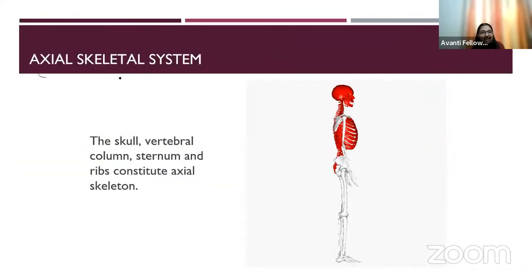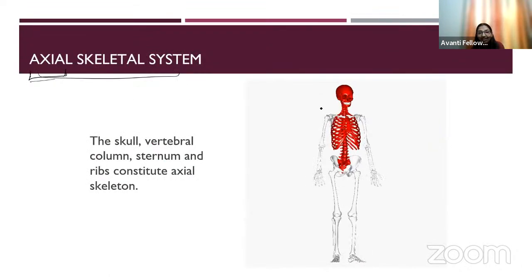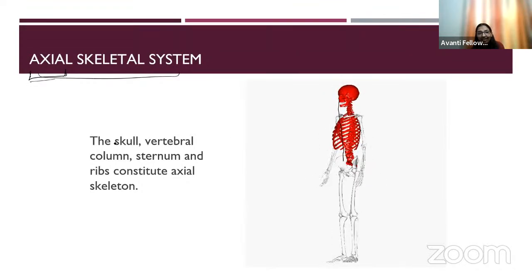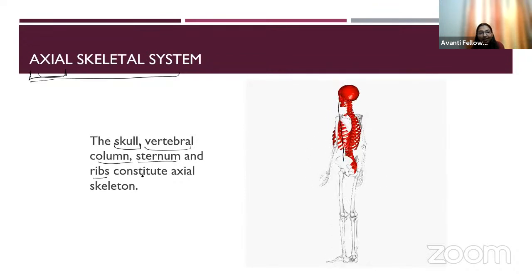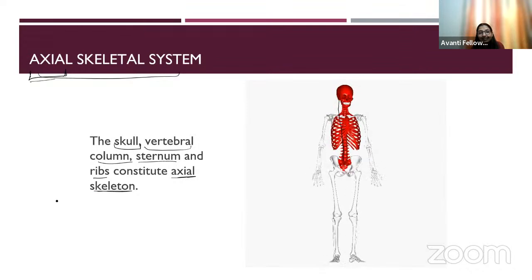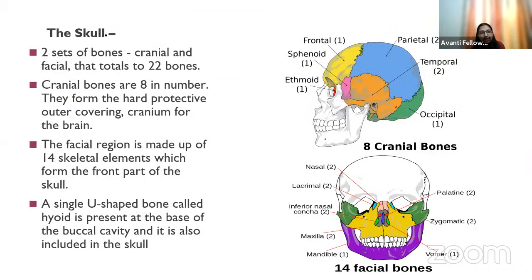Now let's discuss the axial skeletal system. As the name suggests, axial, they form the central axis of the body. You can see they are forming the central axis of the body. They consist of the skull, the vertebral column, the sternum, and ribs, which constitute the axial skeletal system. Now let's discuss these one by one. Number one is the skull, which consists of cranial bones and facial bones. Cranial bones are 8 in number and facial are 14 in number. So in total there are 22 bones.